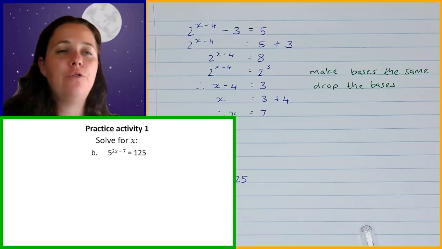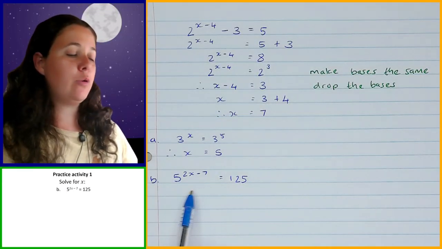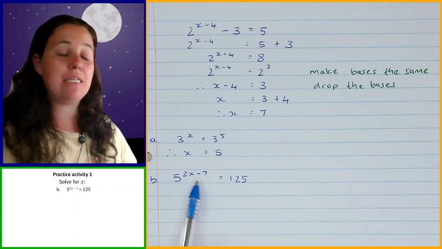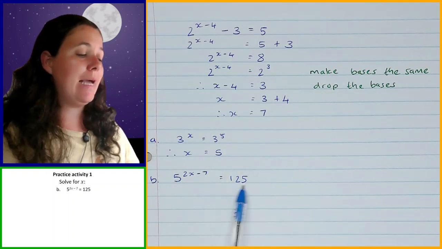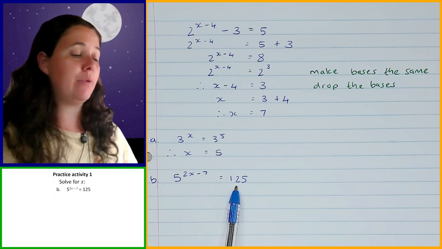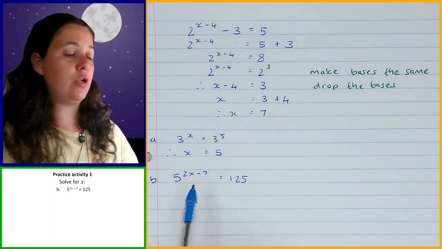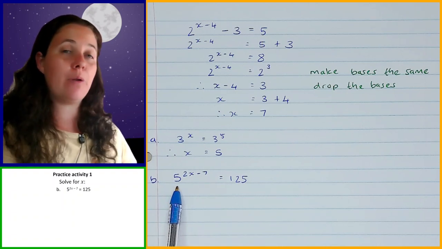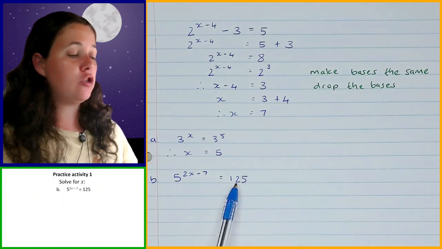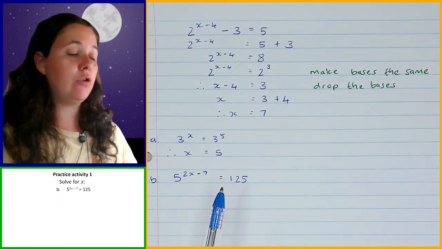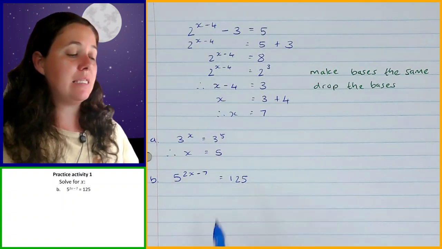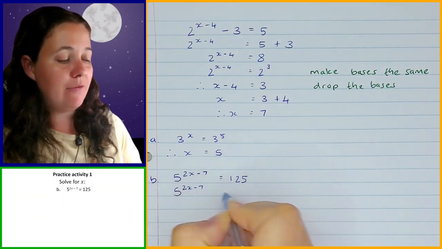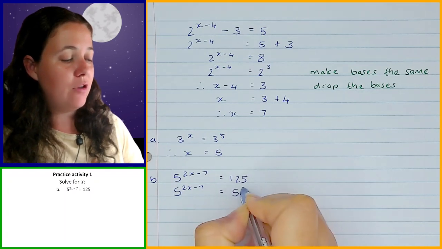Okay, so let's go through that. In this equation, we didn't have anything that we need to move around. There's only one power on the left-hand side. There's no other terms or anything. And on the right-hand side, I've got a single number that I can change to a power straight away. If you look over here, the base that I want to have is 5 because I've got a base of 5 on the left-hand side. So I'm going to try and make that have a base of 5. Now, you should know that 125 is the same as 5 cubed. So this is going to be 5 to the power of 2x minus 7 equals 5 cubed.